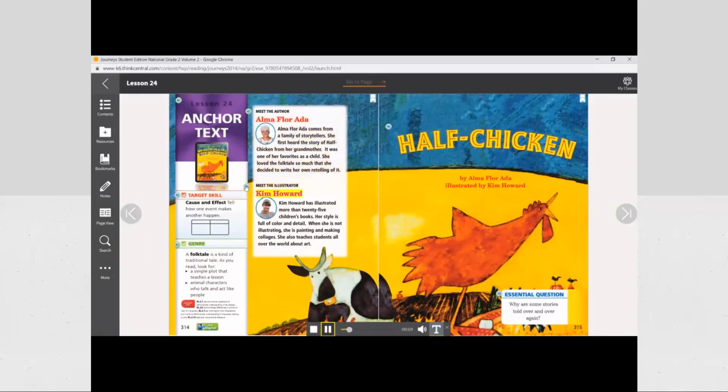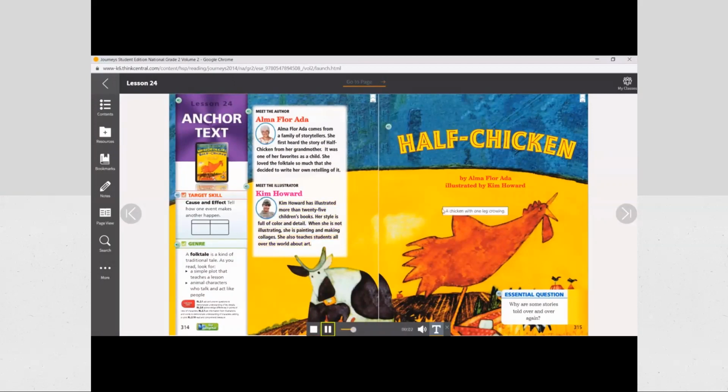Illustrator, Kim Howard. Kim Howard has illustrated more than 25 children's books. Her style is full of color and detail. When she is not illustrating, she is painting and making collages. She also teaches students all over the world about art.